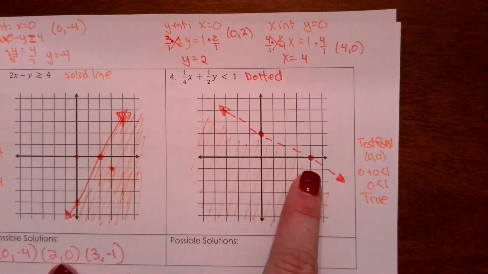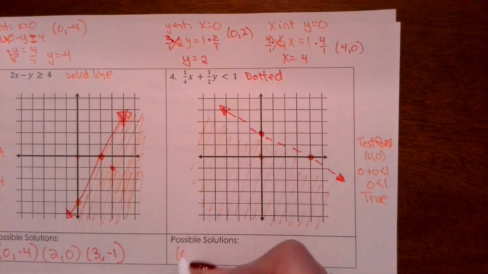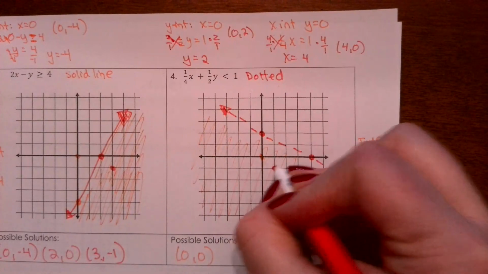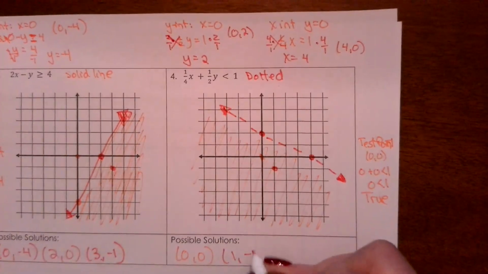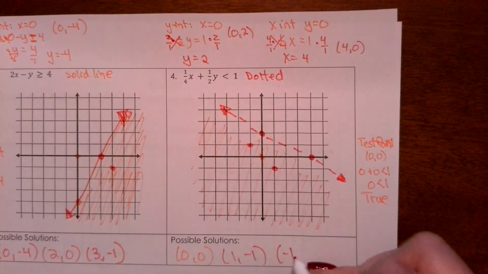Because this is a dotted line, the intercepts are not solutions. However, 0, 0, my test point, is a solution. I also can use 1, -1. And let's go for this one, -1, 1.